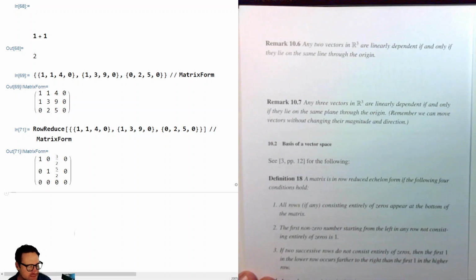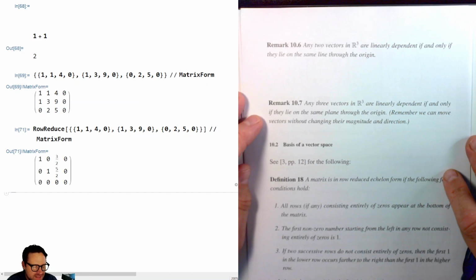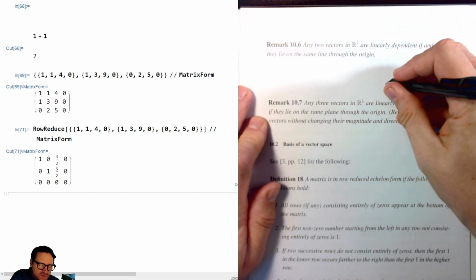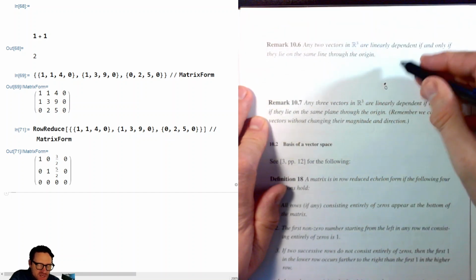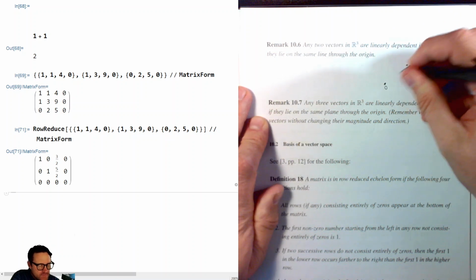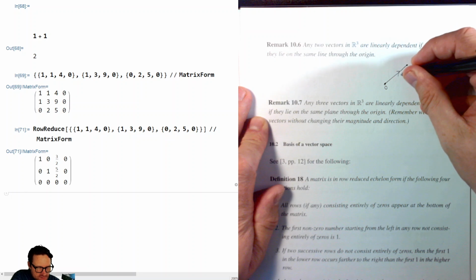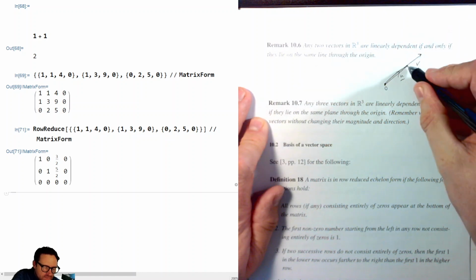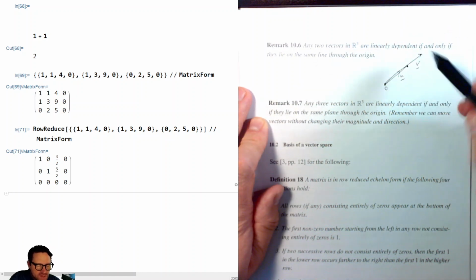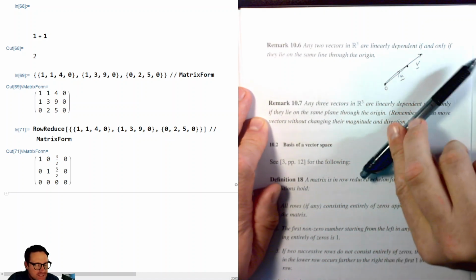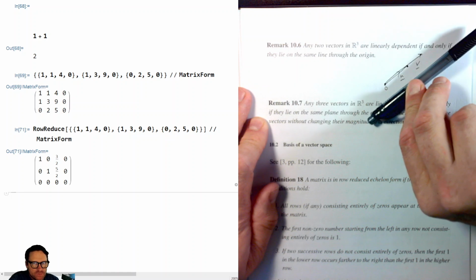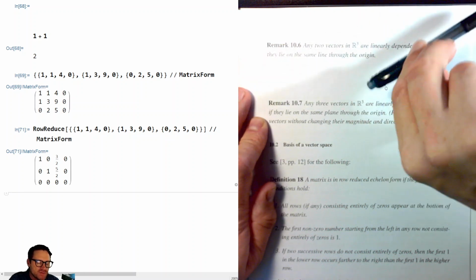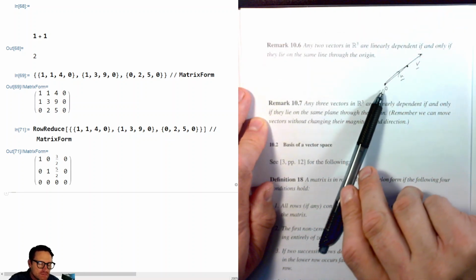Remark 10.6. Any two vectors in 3 space are linearly dependent if and only if they lie on the same line through the origin. So let's draw a quick picture, even though that's 3 space and I'm drawing on a plane. Okay, suppose this is U, and then this is V to here. Okay, so these are linearly dependent when they're on the same line, as in the vectors U and V are parallel, so I can line them up on the same line through the origin.